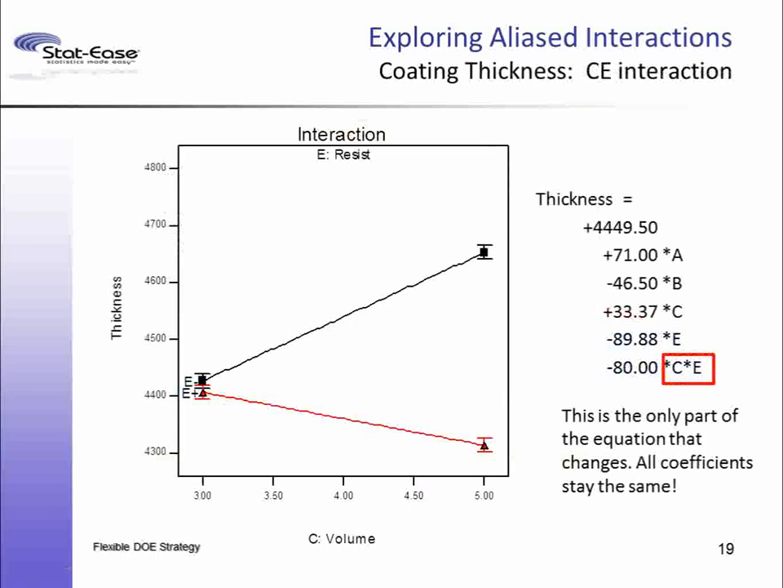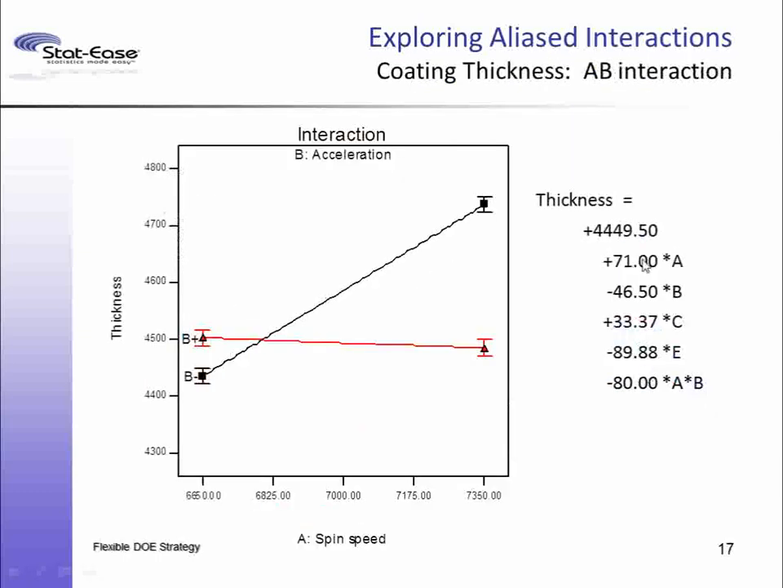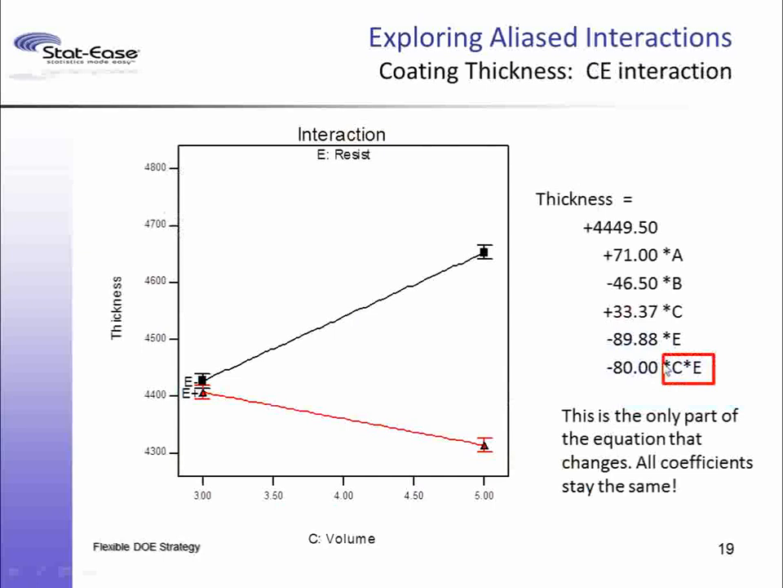It looks different. The polynomial model has stayed the same. These are the exact same coefficients. You look at this: 71, 46, 33, 80. I'll go back 2 slides. 71, 46, 33, 80. The polynomial stays the same. What changes? The change is the label, the CE label.